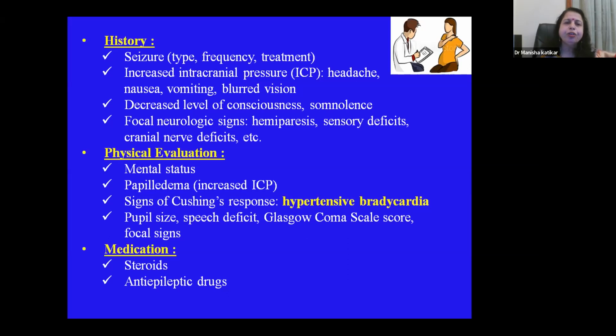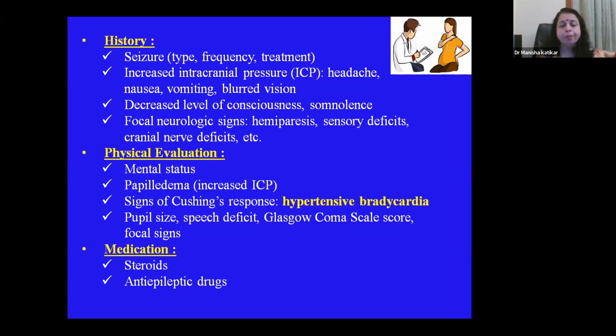Is there any history of decreased level of consciousness, somnolence? Are there any focal neurological signs like hemiparesis, sensory deficits, cranial nerve deficits? The physical examination must assess the mental status. One must know the Glasgow Coma Scale. One must find out the Glasgow Coma score for that patient.